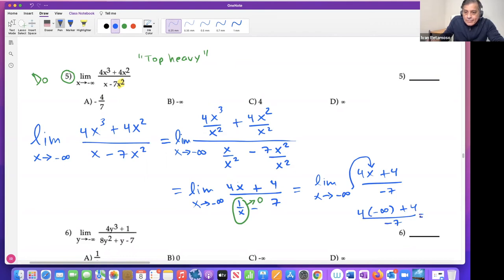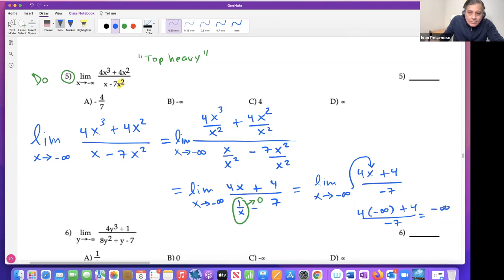Okay. And this will be a little bit tricky. Look, 4 times a negative number. Think of multiplying 4 by negative 1 million. It will be negative 4 million. Negative 4 million compared to 4, 4 is nothing for negative 4 million, right? So these small numbers get swallowed up by this infinity symbol.